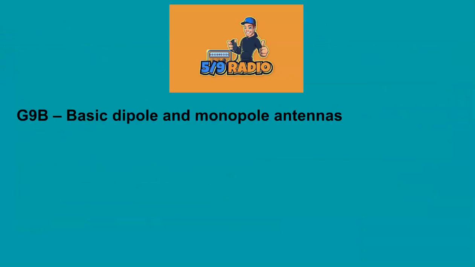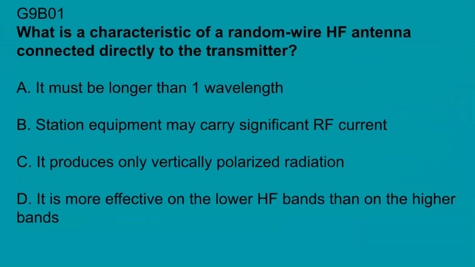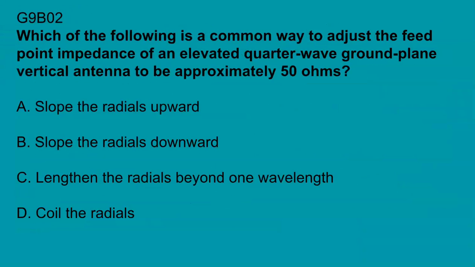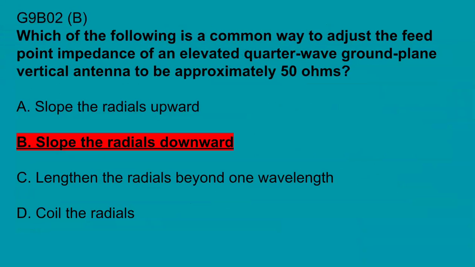G9B covers basic dipole and monopole antennas. G9B01, what is a characteristic of a random wire HF antenna connected directly to the transmitter? Station equipment may carry significant RF current. G9B02, which of the following is a common way to adjust the feed point impedance of an elevated quarter wave ground plane vertical antenna to be approximately 50 ohms? Slope the radials downward.